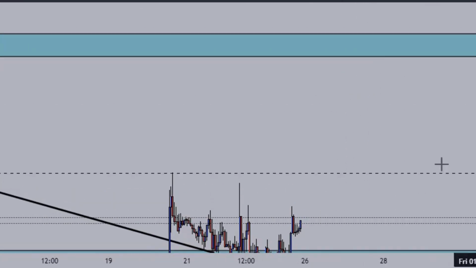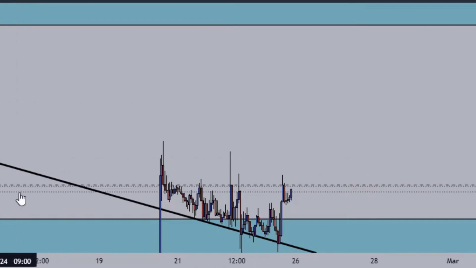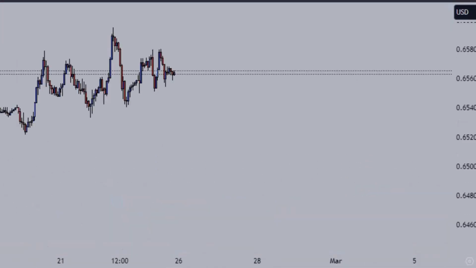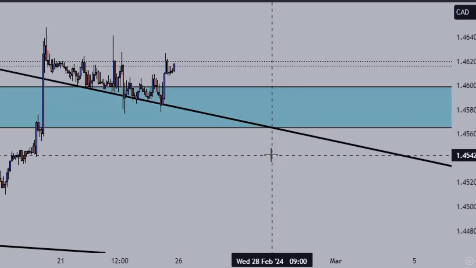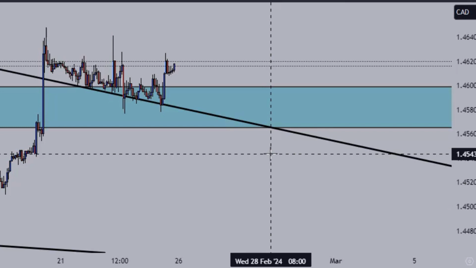That's it. Again, this is EuroCAD. And I believe the last chart was Aussie dollar. Okay, EuroCAD and Aussie dollar, I'm gonna put those into the description. Again, this has been EuroCAD and also Aussie dollar, guys.